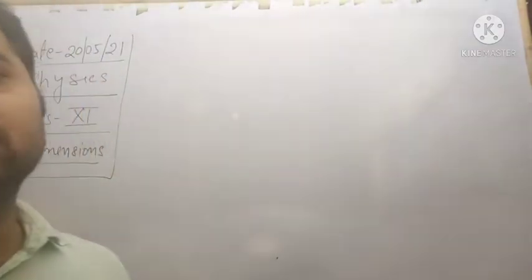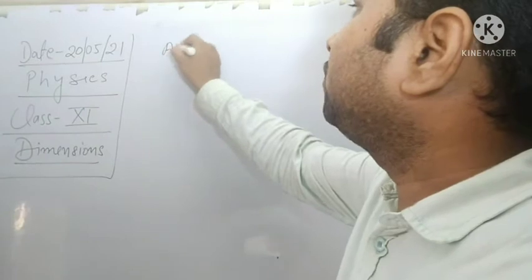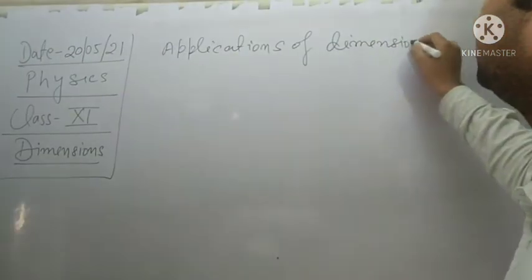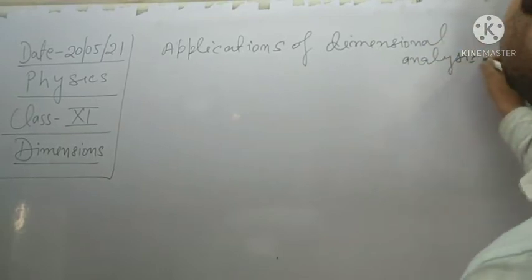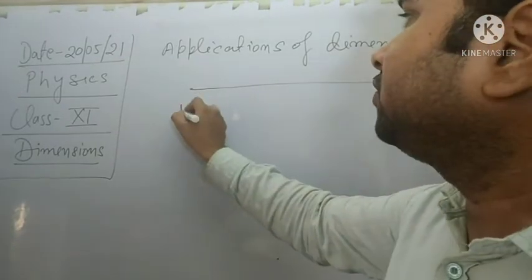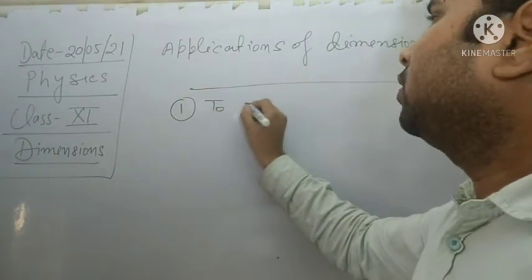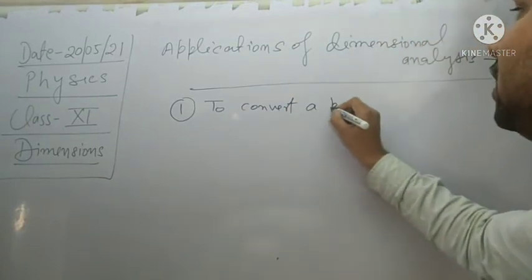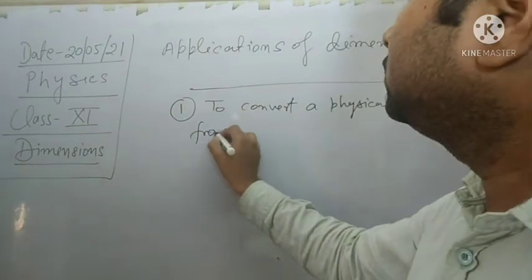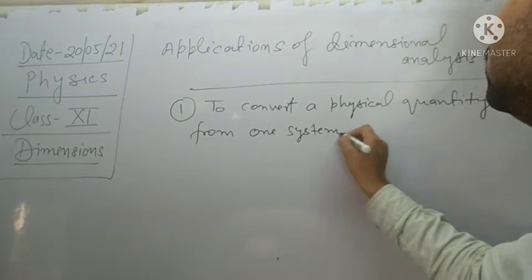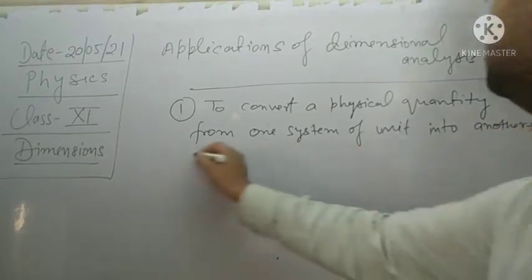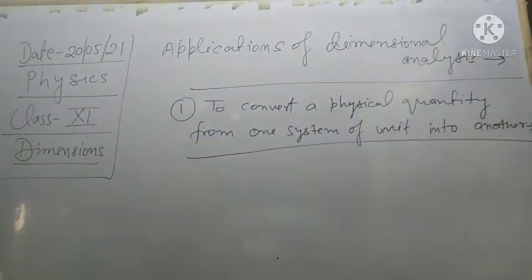Now let's see a very important part, applications of dimension. Note down your heading: applications of dimension, or you can write dimensional analysis. The heading is applications of dimensional analysis. In this part we have 3 applications, in which the first is to convert a physical quantity from one system of unit into another. So this is the first application of the dimensional analysis method.